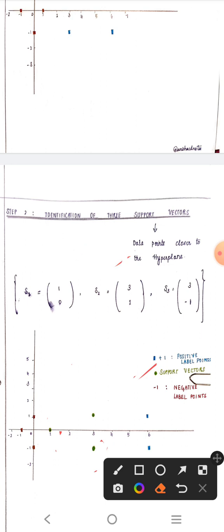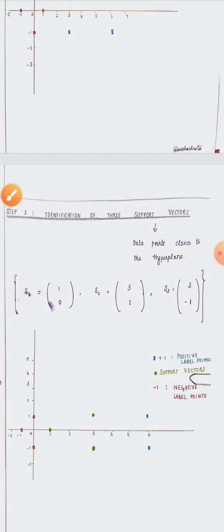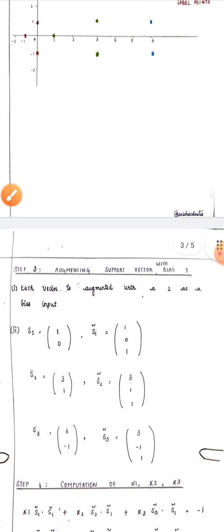So the first step is plotting the given points, and after plotting we observe the plot and find the approximate hyperplane which clearly separates the positive label and the negative label points. Based on that hyperplane we find the points which are closer to the hyperplane. Those points are called support vectors, and in this problem we have 3 support vectors which are closer to the hyperplane, and with the help of the 3 support vectors we can proceed with the calculation. So step 3 is augmenting the 3 support vectors with a standard bias value, that is 1.